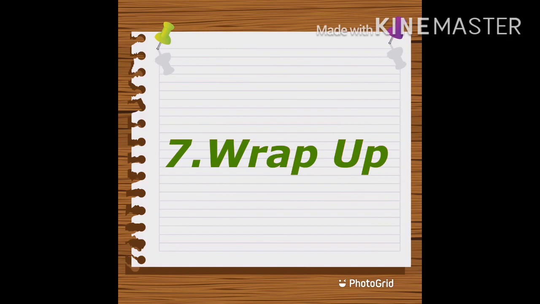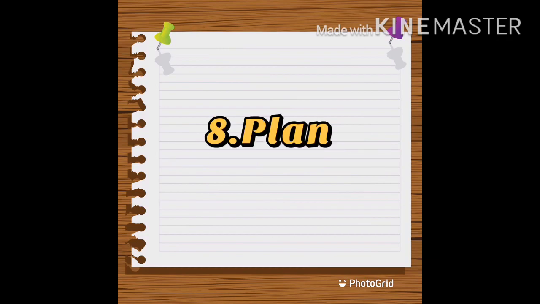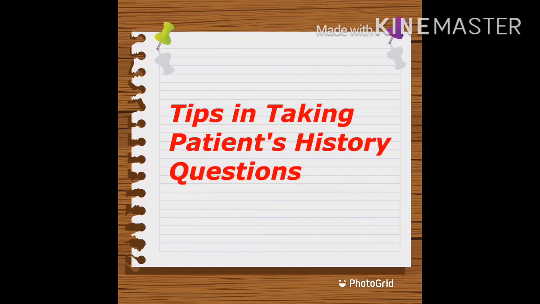Number 8, plan. You have to plan. This is where the nurse tells the patient what the next steps are to help the patient. For example, I will now do a physical exam. The doctor will see you now. So here are the tips in asking patients' history questions.